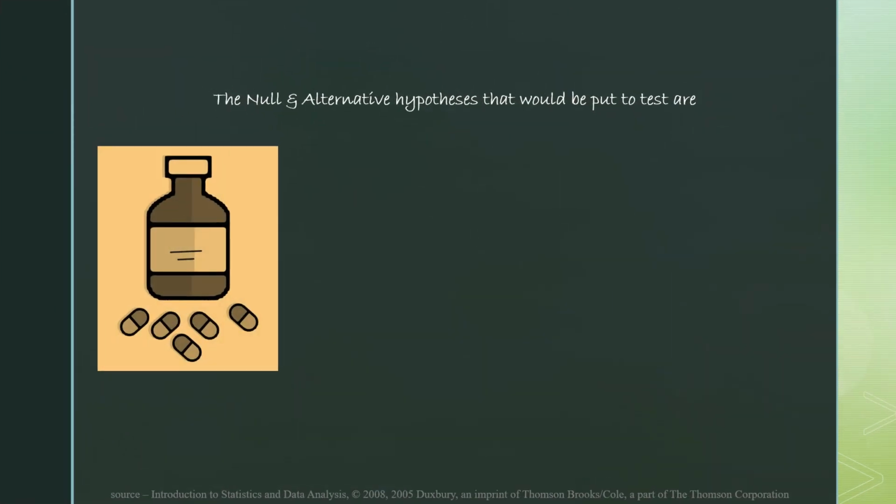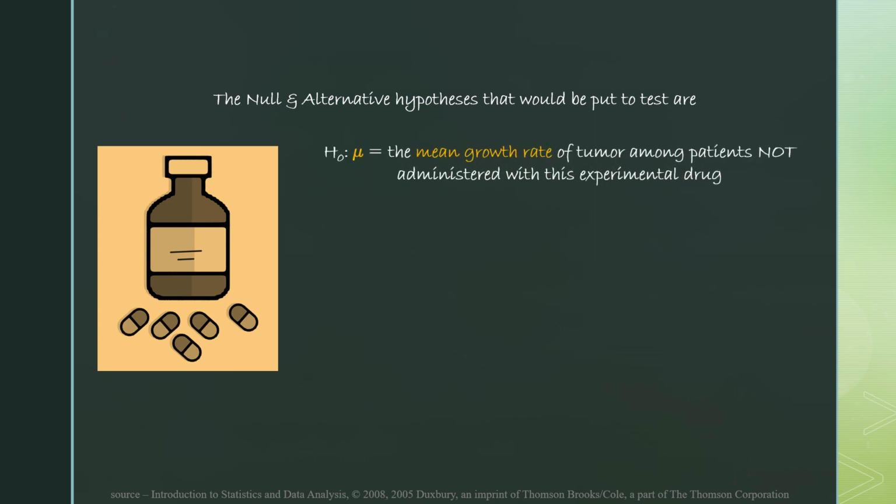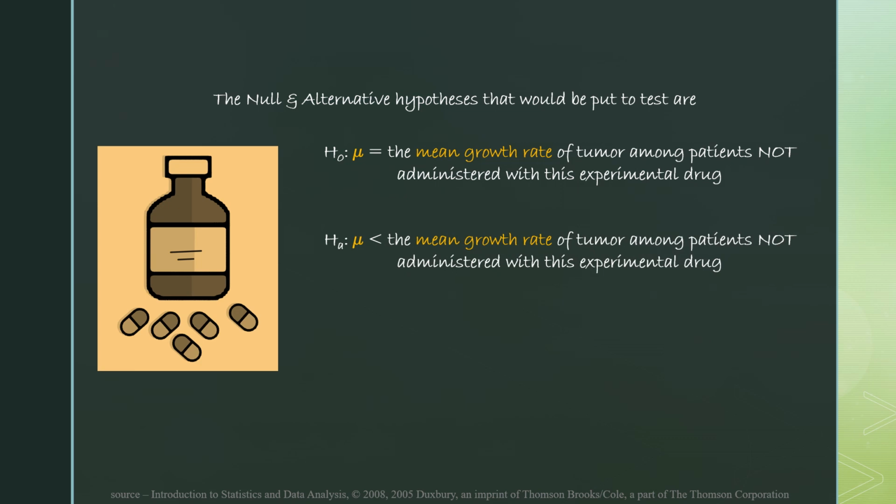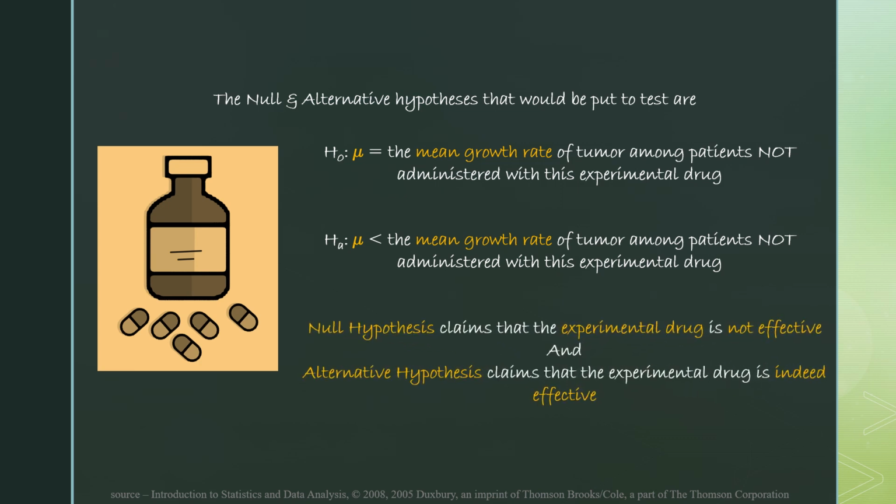The null and alternative hypotheses that would be put to test are H0: mu equals the mean growth rate of tumor among patients not administered with this experimental drug. HA: mu is less than the mean growth rate of tumor among patients not administered with this experimental drug. Null hypothesis claims that the experimental drug is not effective, and alternative hypothesis claims that the experimental drug is indeed effective.